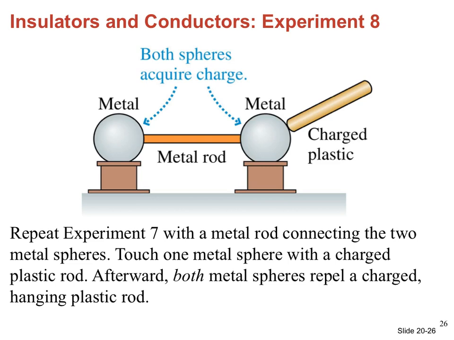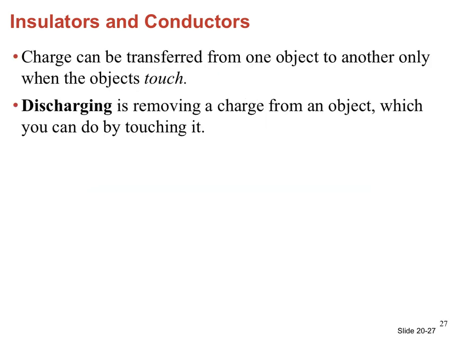Now, if I take that plastic rod out and replace it with a metal rod, now I can transfer charge across. And why? Because this metal rod in the middle is acting as a conductor. A conductor allows charge to flow. So insulators and conductors. Charge can be transferred from one object to another object via touch. Discharging is removing the charge from an object, which you can also do by touching it.